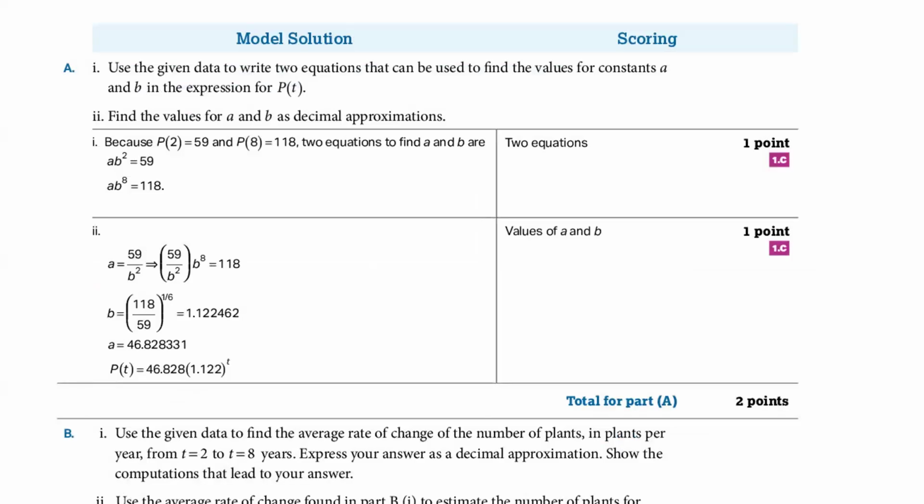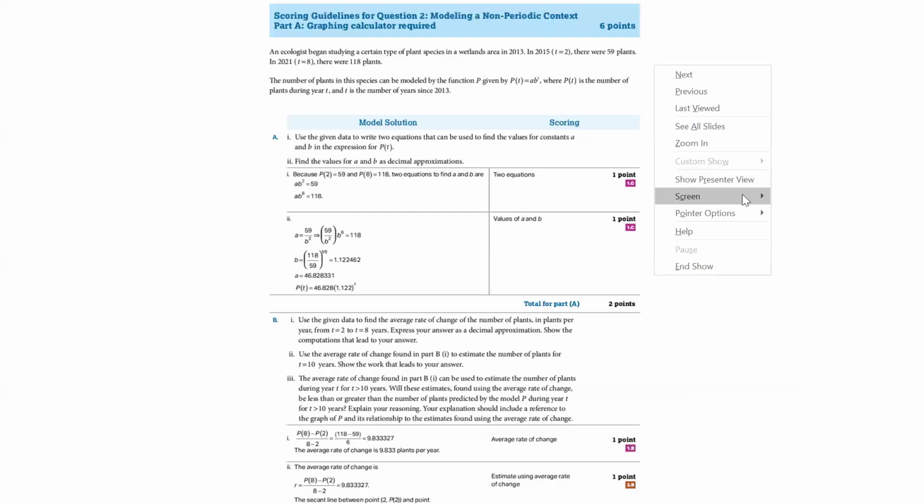Do as much as you can in the calculator, right? If it's the calculator section, do as much as you can in the calculator. That's the goal here. So when you're looking at the options here, we had AB squared equals 59, and we had AB to the 8 equals 118. And it's asking you to find an exponential model. So I'm going to show you guys what I mean by using the calculator.